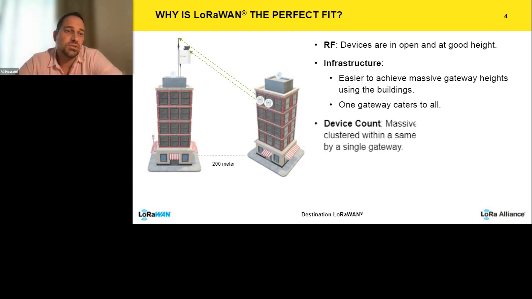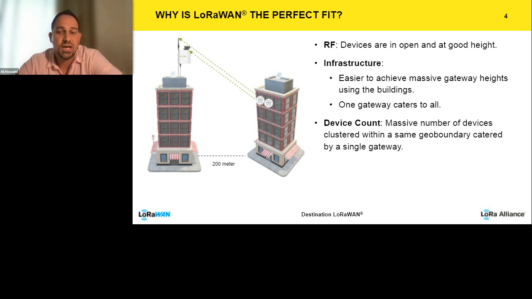LoRaWAN is able to support a massive amount of devices streaming data at one time. And because you've got these sky rises with 300 plus tenants, you can see that the data is not only able to transmit successfully through the network, but it's a benefit for the network operator or the solution provider to bring on a bunch of connections onto the network services that they're providing.